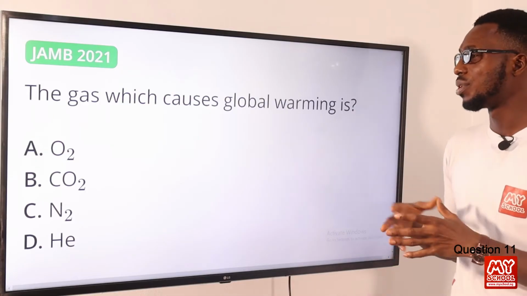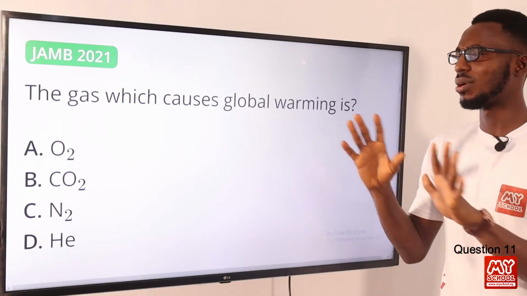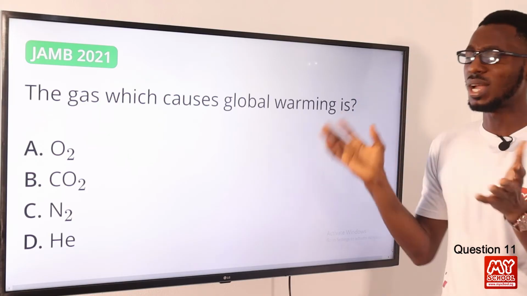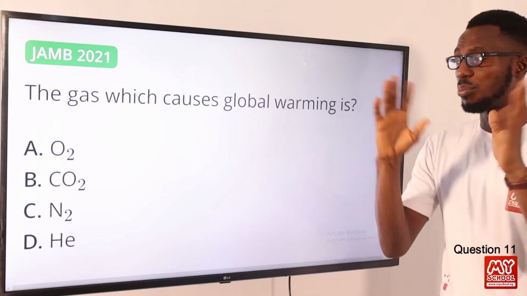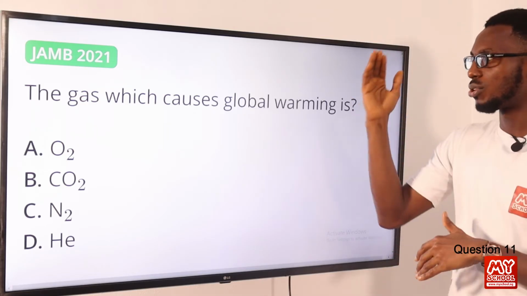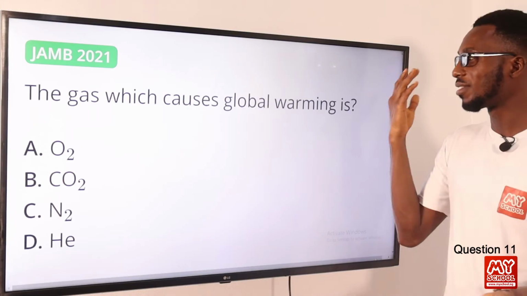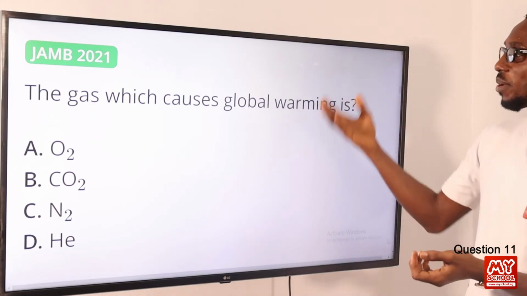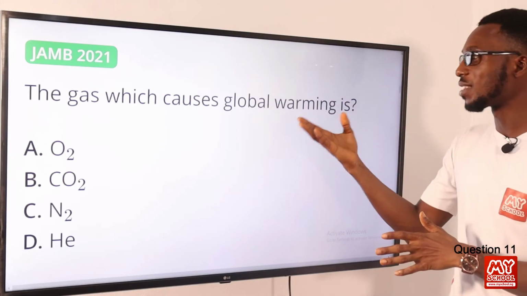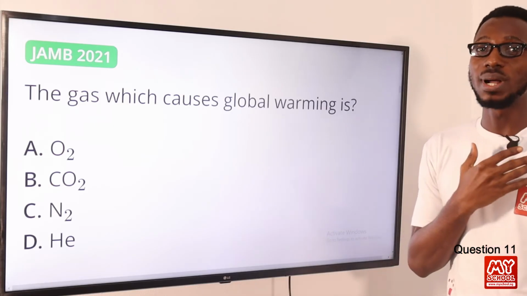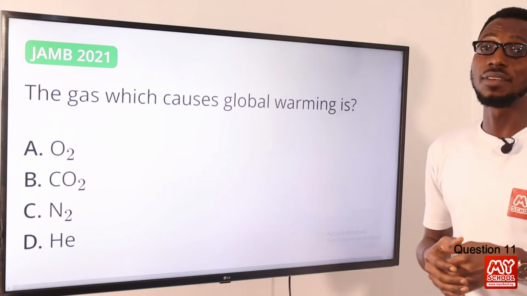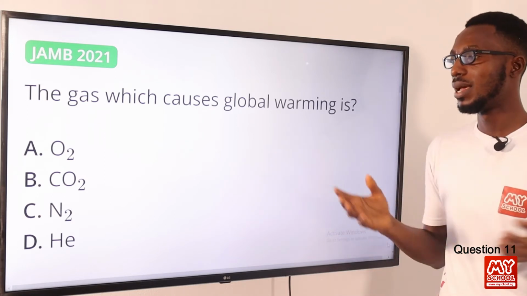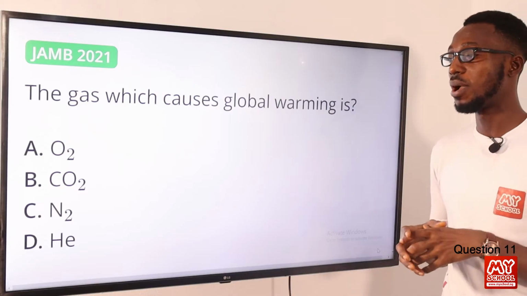Global warming, you're talking about climatic change, which goes around the increase in the Earth's temperature, the temperature of the Earth's surface. When you talk about warming, you're increasing temperature. So this is caused by greenhouse gases due to human activities. Such greenhouse gases include carbon dioxide, the CFCs, chlorofluorocarbons, and the like. So the correct option is option B for carbon dioxide.